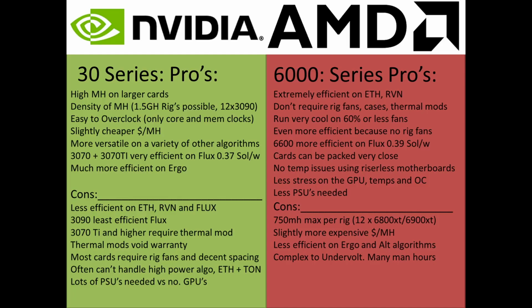So 12 cards, 3090s, you get 1.5 gigahash. If you had 12 6000 series cards, the most you'd be getting is like half that, 750 megahash. Another pro for the 30 series is they're easy to overclock. There's only two settings that you need to worry about. It's the core clock and the memory clock, and that's it.